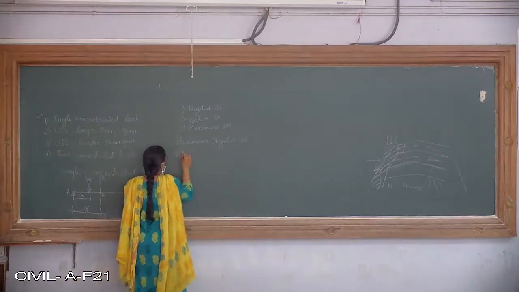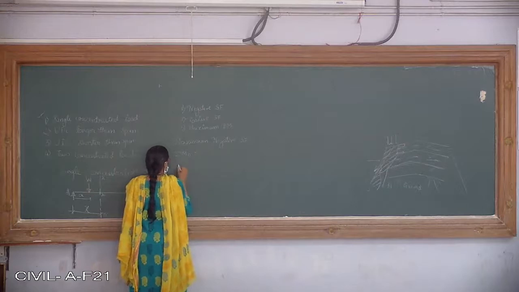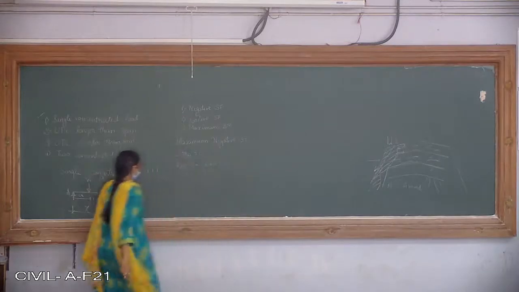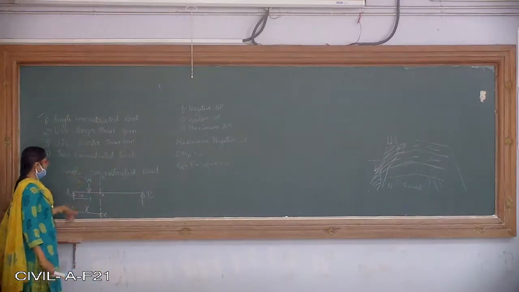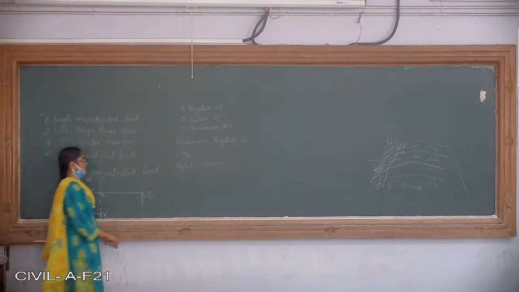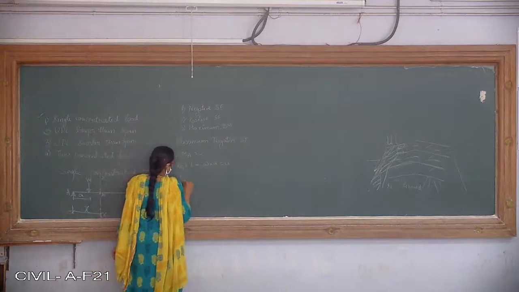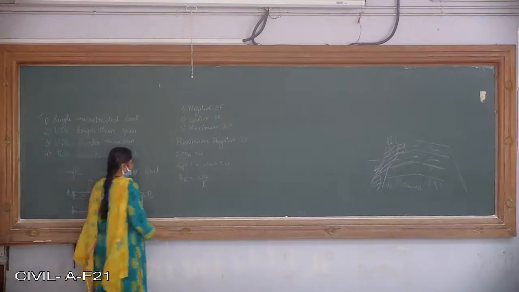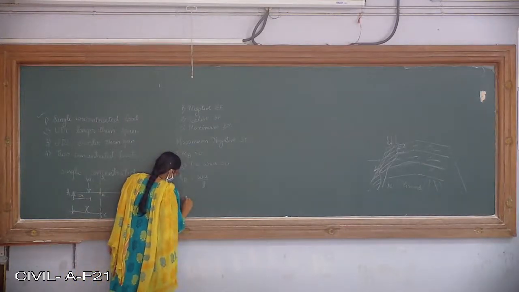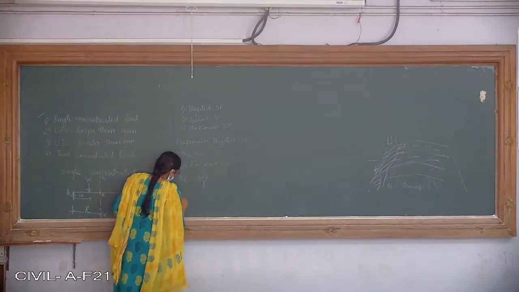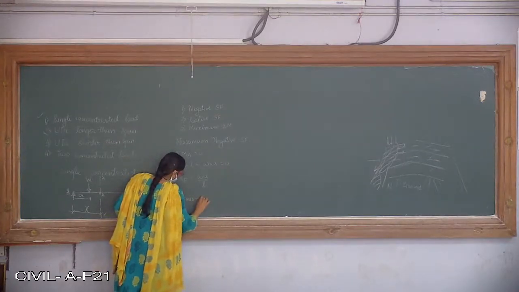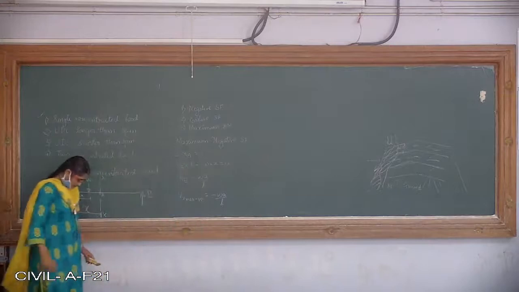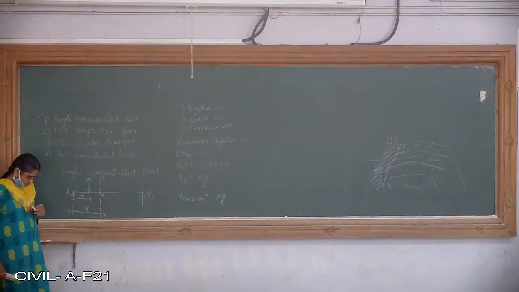How do I calculate RB? By taking moment about A. So RB into L minus W into A is equal to 0. Right? RB into L minus W into A equals 0. So here I have RB is equal to W into A by L. Okay, so this is my reaction RB. So my negative shear force or maximum negative shear force Vx max negative is equal to minus W into A by L. Okay, so that is how we will be recording the value.